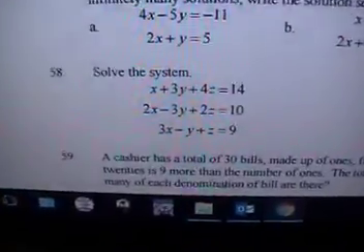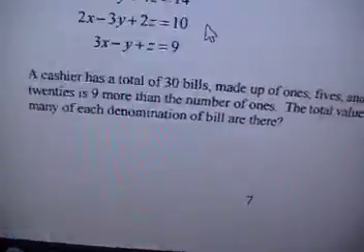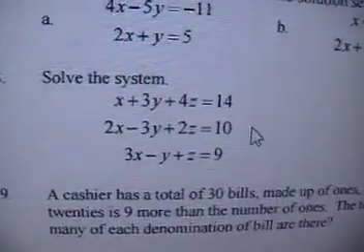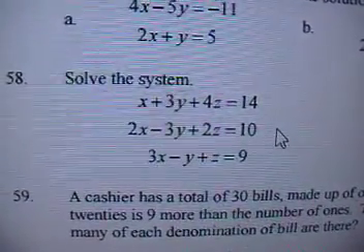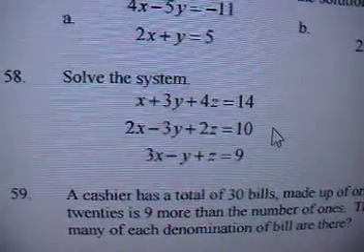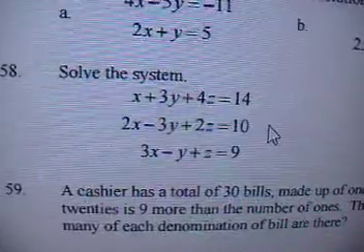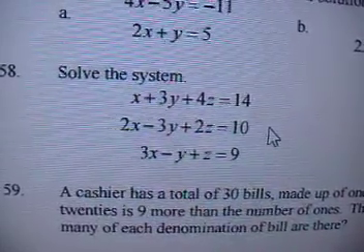Okay, we got two problems left. 58 is really the same thing, except now it's 3 equations and 3 unknowns. Solve the system. It doesn't matter if you try to eliminate x, y, or z first. You pick the one that's easiest.